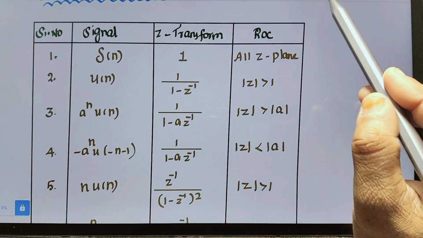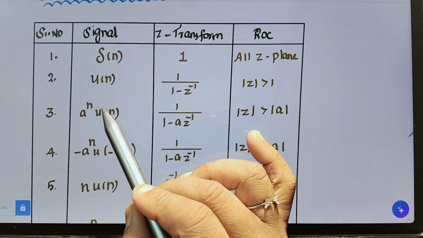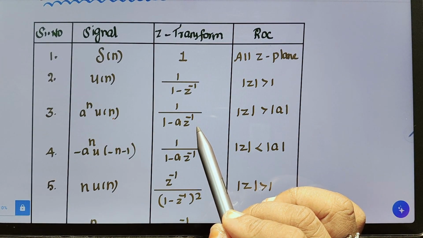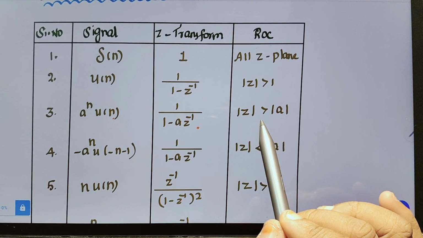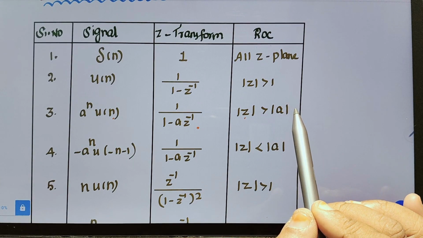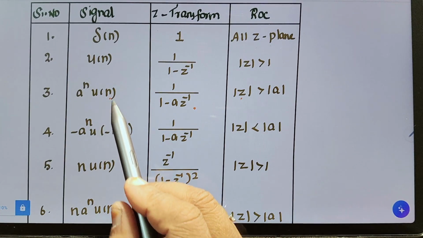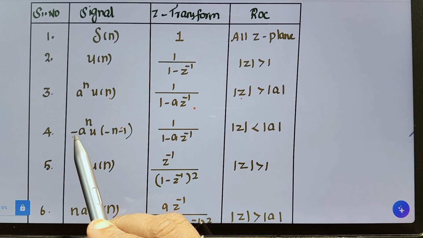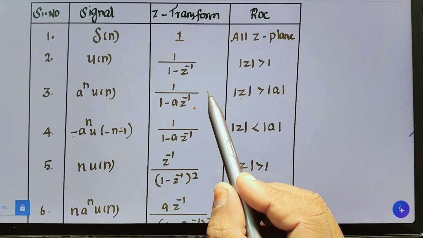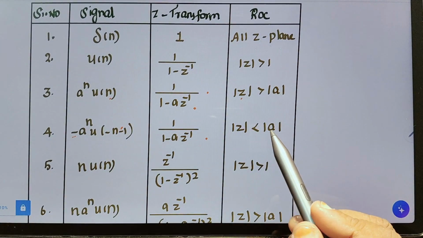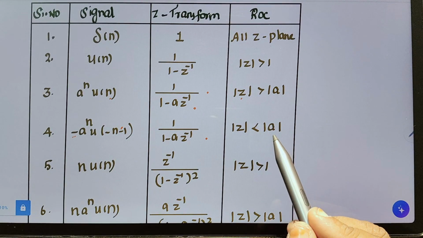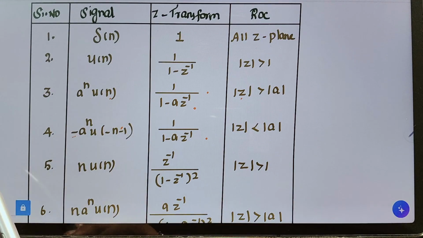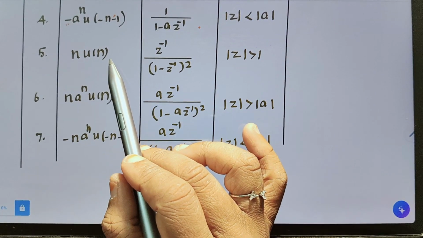In case there is an additional a power n, a power n u of n, the same formula, but the ROC only varies. Modulus of Z greater than modulus of a. Okay. In case of the same formula, same format, the range varies. So here minus means the negative side. So same formula for Z transform, but ROC only changes. Modulus of Z less than modulus of a, because this is a negative side. Okay, left sided.